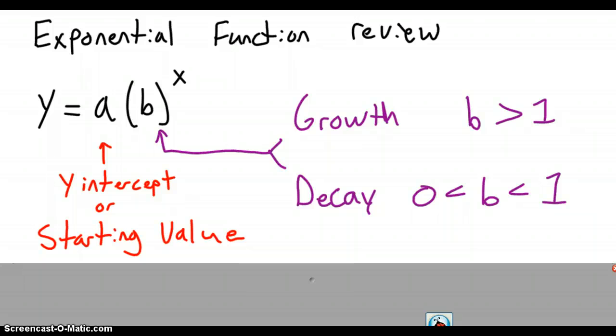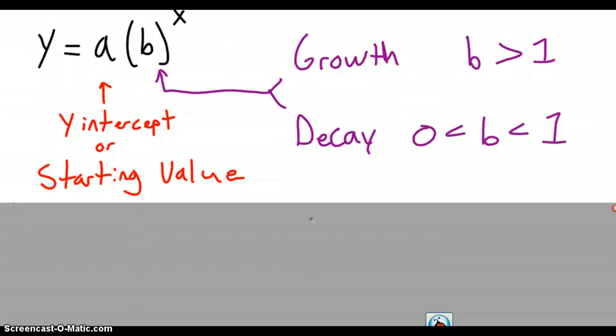And the b value helped us determine if we were growth or decay. So if b was larger than 1, we knew that we were growth. If our b value was in between 0 and 1, we have decay.